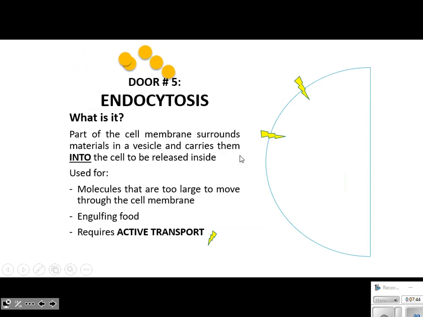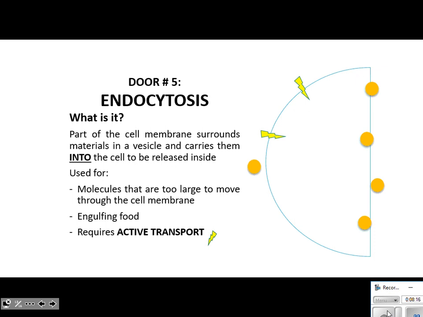So, let's look at endocytosis. I'll give you a little second here to write down onto your flip card of endocytosis, and then we'll talk about it. What is endocytosis? It's where part of the cell membrane surrounds materials, forming a vesicle that carries the materials into the cell that can then be released inside the cell.